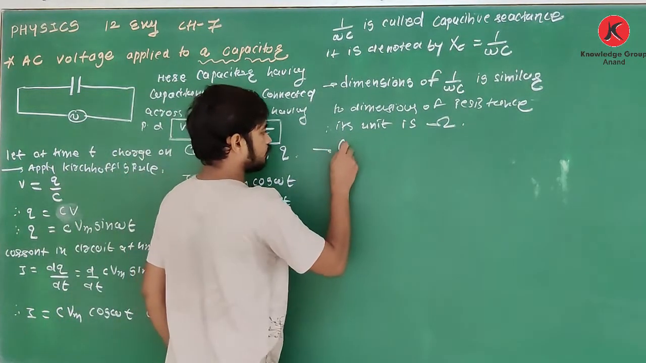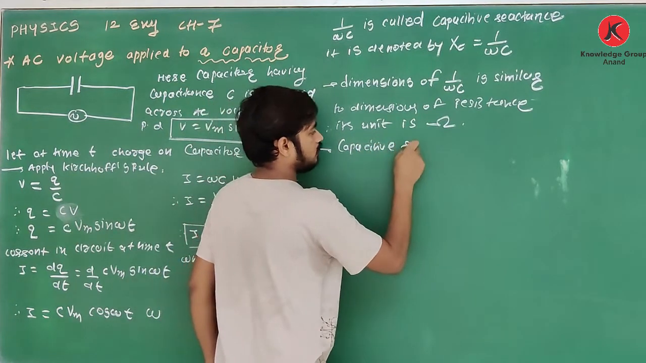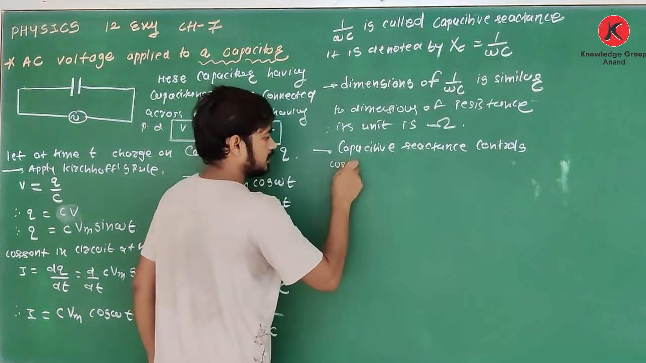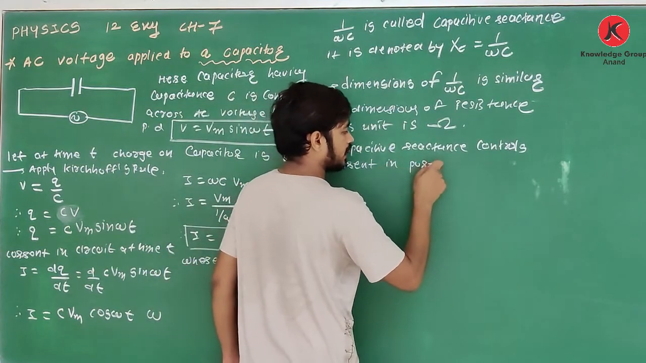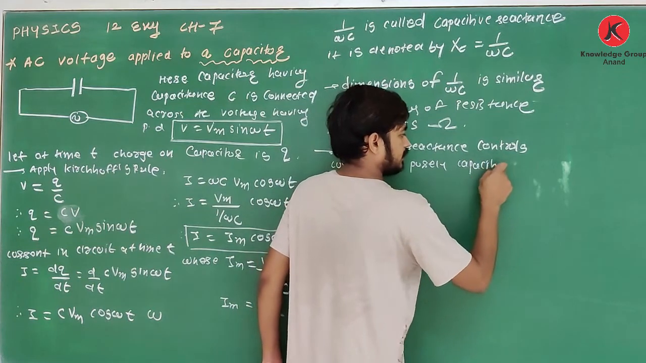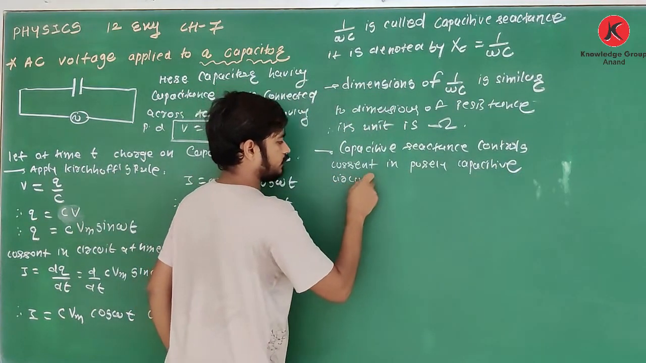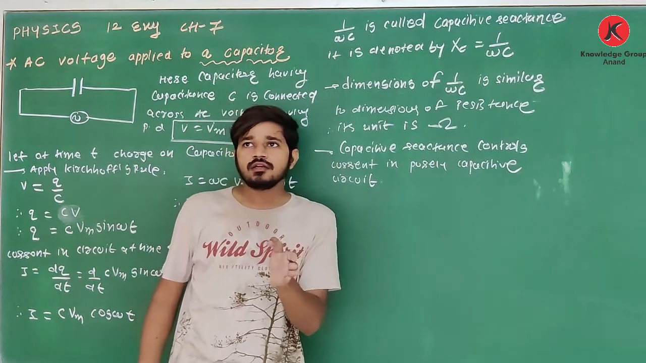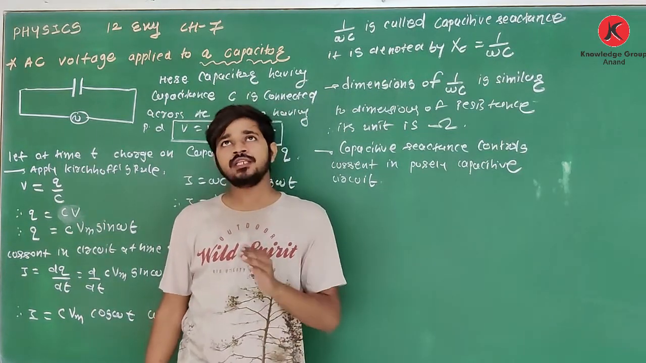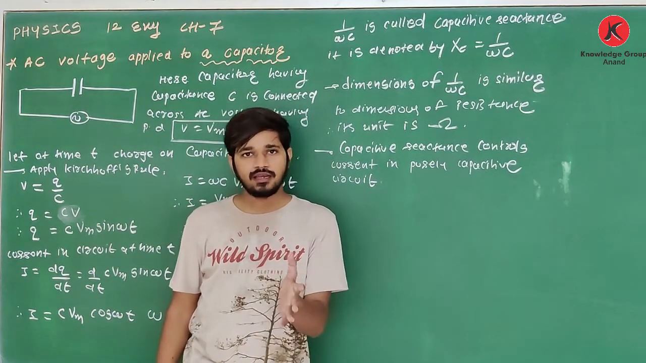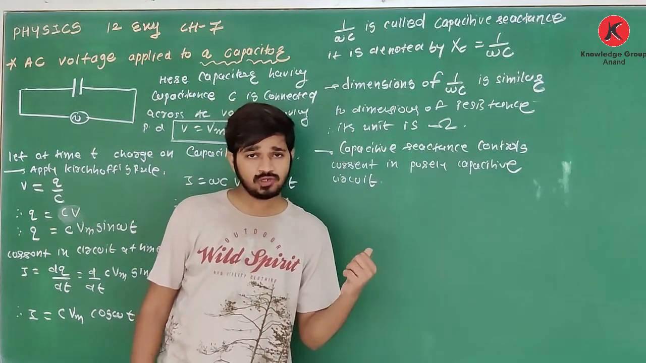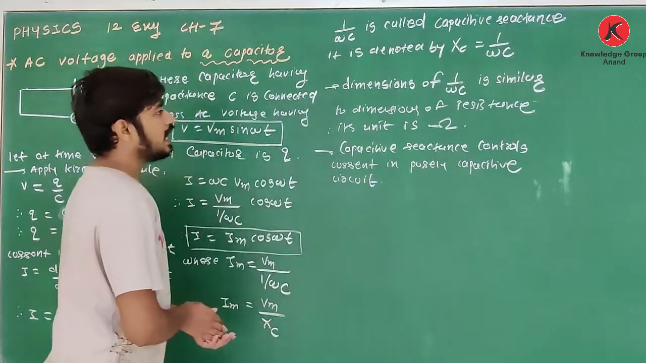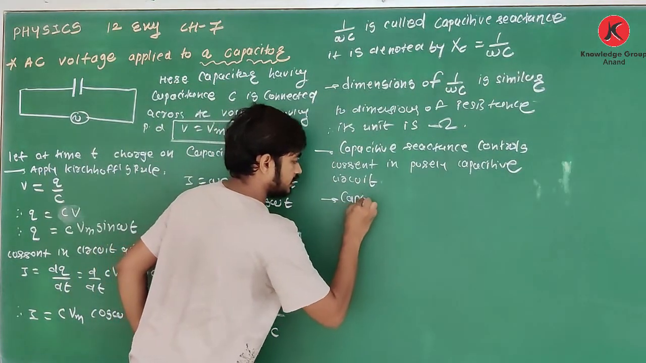Again, this capacitive reactance controls current in a purely capacitive circuit. As in the last lecture, the same statement: in a resistive circuit, the resistor controls current. In an inductive circuit, omega L, that is XL, the inductive reactance, controls current. In this theory, 1 upon omega C, that is Xc, the capacitive reactance, controls current. Simple. Yes or no? Yes, Xc is the capacitive reactance.